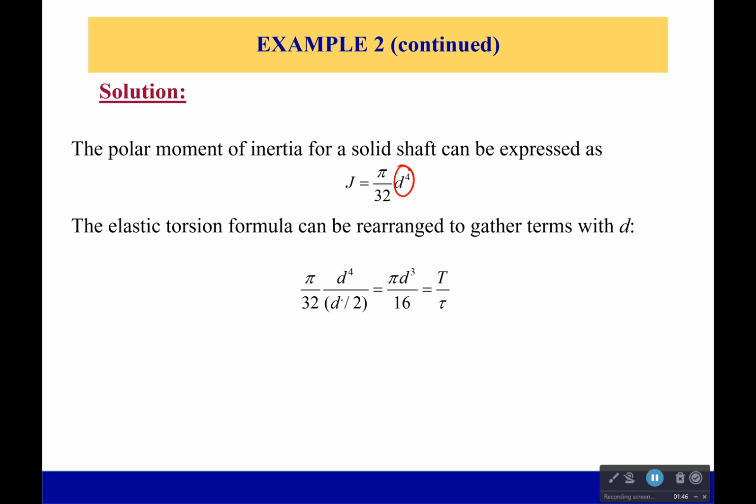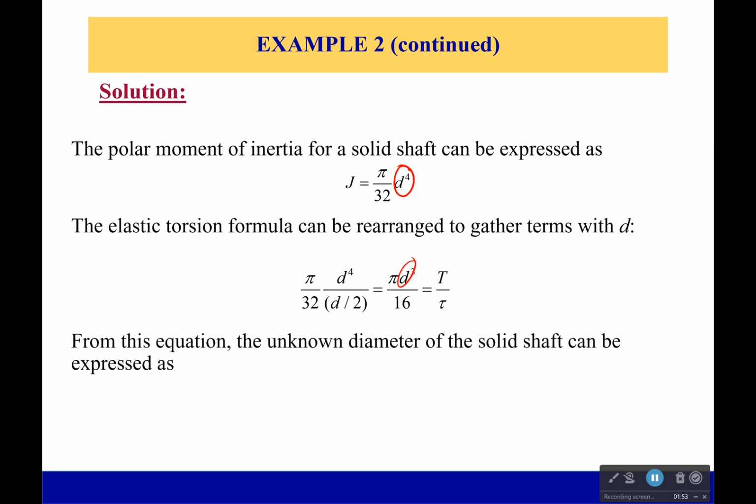Now, when I do this, you're going to see that I'm going to be able to cancel, so I'm going to be left with d cubed. And it's going to be equal to my torque over my shear stress. And from this, I can then solve for my diameter. It's a function of the torque and shear stress. This will be the max shear stress right here.